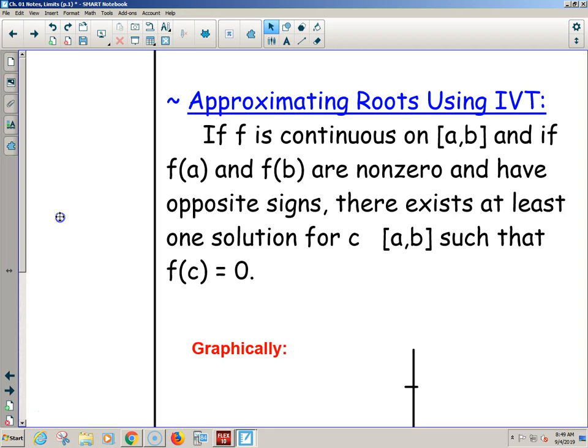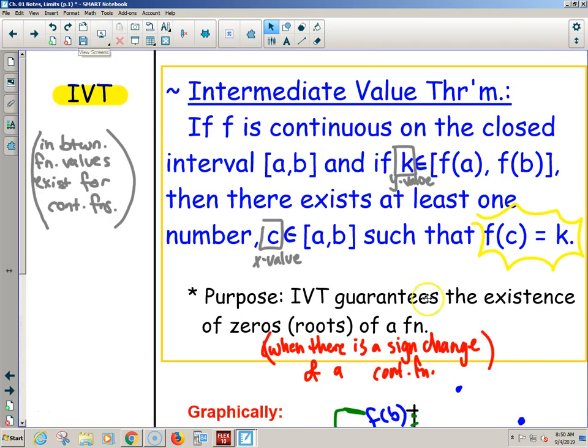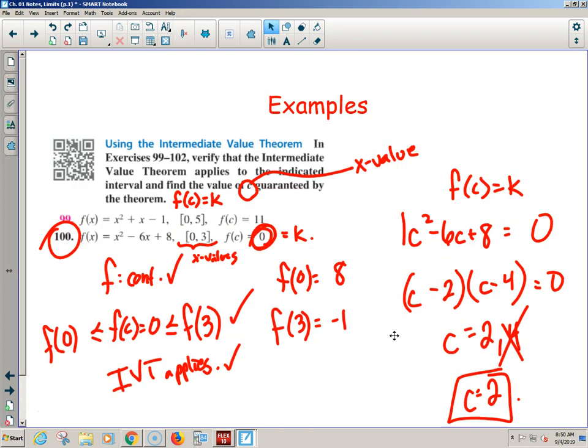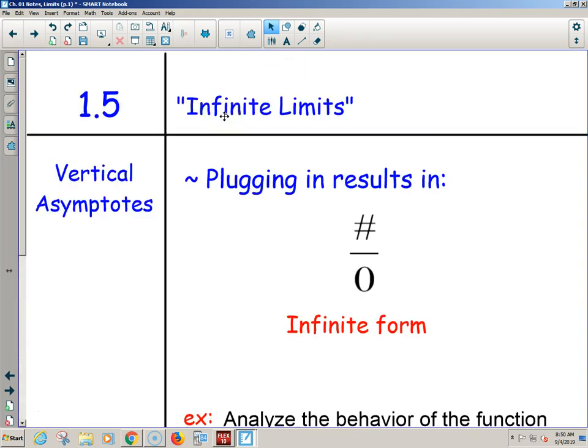But didn't we kind of just write that on our little card for our forever? Oh, we can't show it on the screen. Sorry. Repeat. I basically said that right here. When there's a sign change of a continuous function, I will have a guaranteed 0. So I don't think we need to take that whole page of notes, unless you guys really want to. And with that, section 1.4, homework number 4, is due tomorrow.